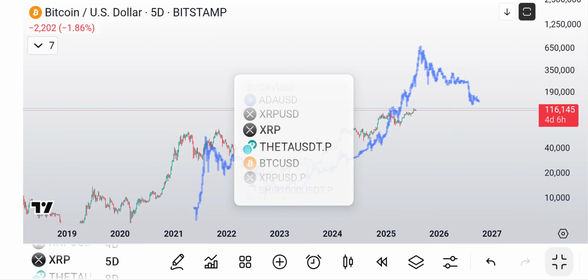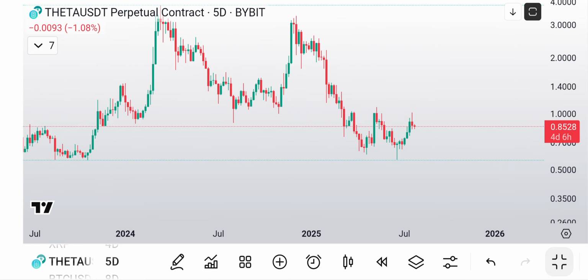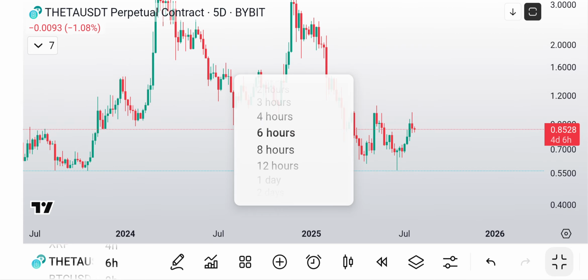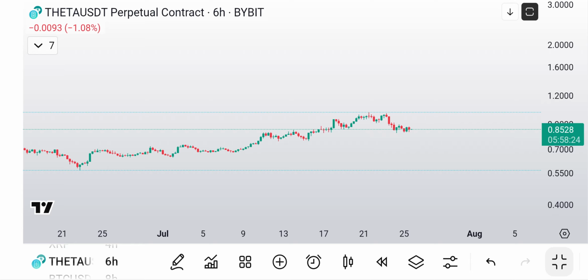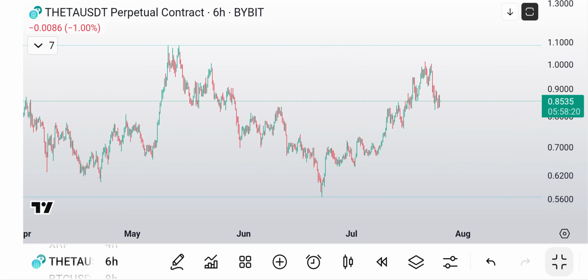Let's look at some other coins. Let's look at THETA here. So THETA is really just, you know, having a standard correction.